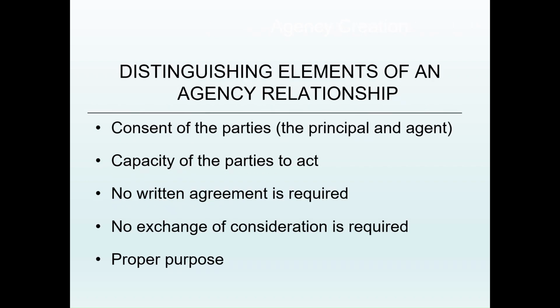So next we'll go into agency creation and look at the elements of an agency relationship. These include consent of the parties, the principal and the agent are the parties, capacity, that's mental capacity of the parties to act, and there is no written agreement required for an agency relationship to exist, and there's no required exchange of consideration, although it's very common to have consideration in this situation. And formation of the agency for a proper purpose is another element.